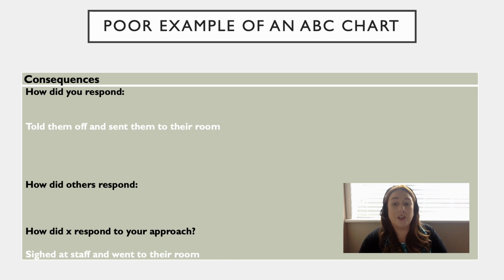There's no information in the section asking how other people responded. This could mean two things, either that there was no response, which is still helpful to know, or that they haven't written down the response. In the section under how did the client respond to your approach, we can see that they have put sighed at staff and went to the room. Again, this was very vague. What about their facial or their body expressions? Did they walk or did they run to the room? What did they do when they went to their room?